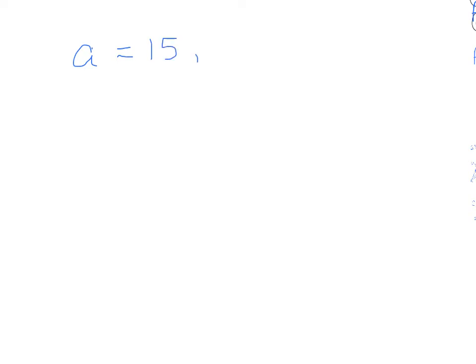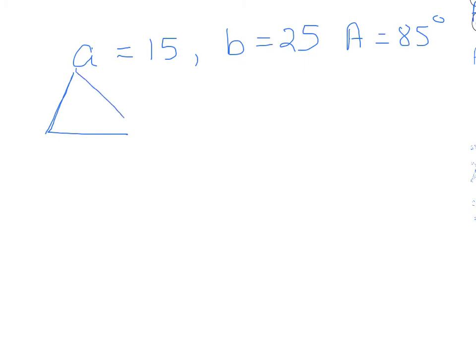A is 15, B is 25, and angle A is 85 degrees. All right, if you want to draw the triangle, here's angle A is 85 degrees, and this is 15. If this is angle B, then this is 25. Angle C and side C. Okay, for this one, you just do the same thing that we did. We still have to use the law of sines.